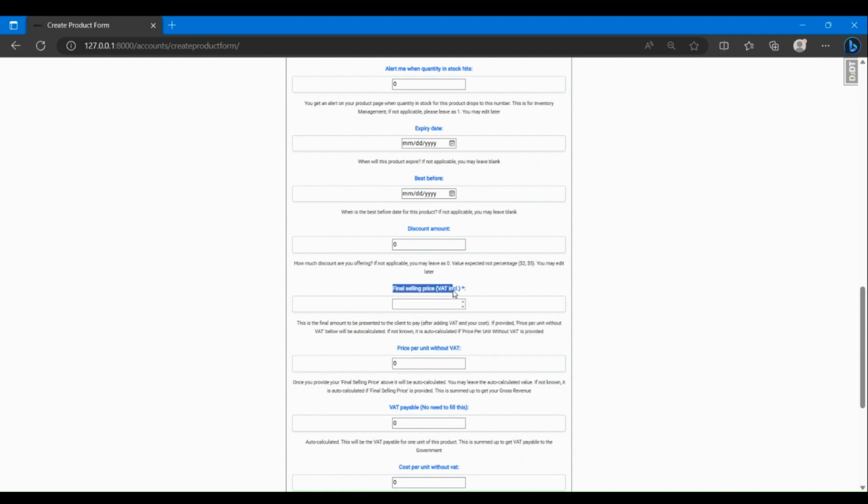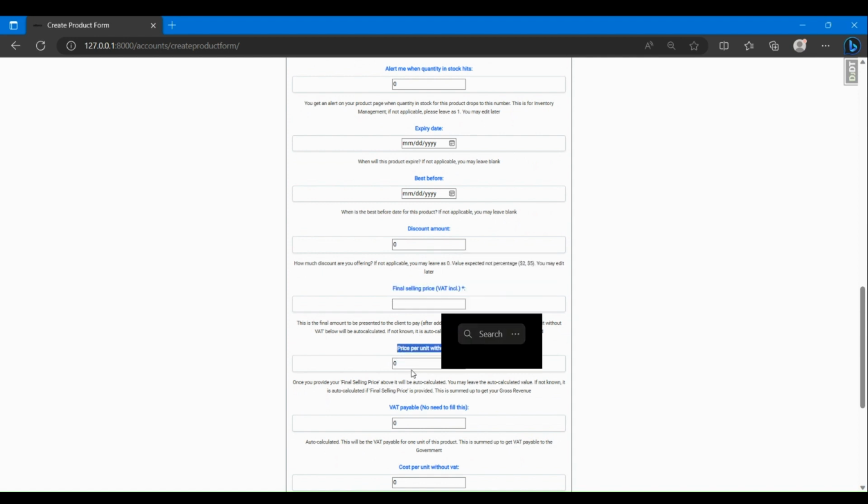If you provide one of them, then you don't need to provide the other as it will be auto-calculated for you. Your final selling price is the final amount to be presented to the customer to pay after adding VAT and your cost. If provided, price per unit without VAT will be auto-calculated. Your price per unit without VAT is the amount you would have charged the customer assuming there is no VAT to be paid.